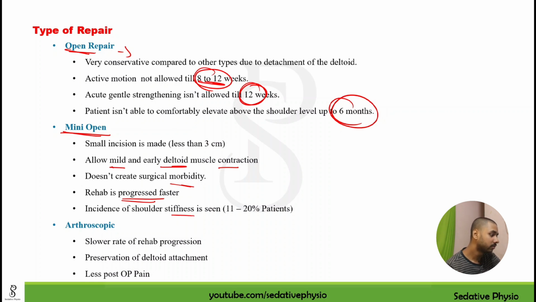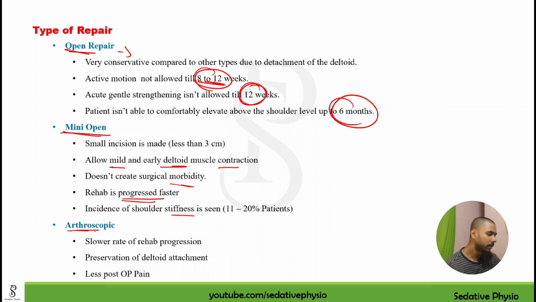Incidence of shoulder stiffness is seen. There is only one challenge with the mini open type of repair, that in 11 to 20% of the patients, post-operatively shoulder stiffness is seen. This is the only drawback with the mini open type of repair.